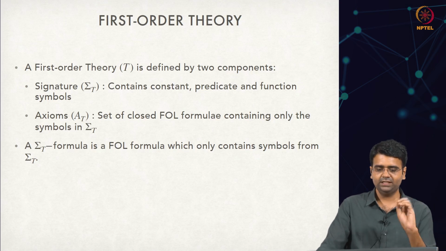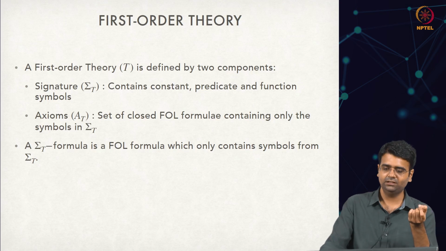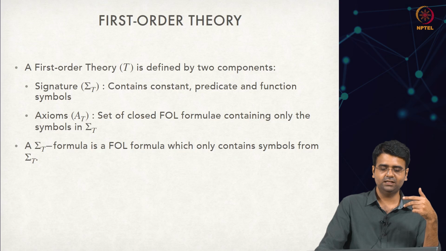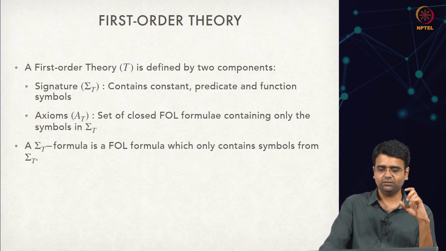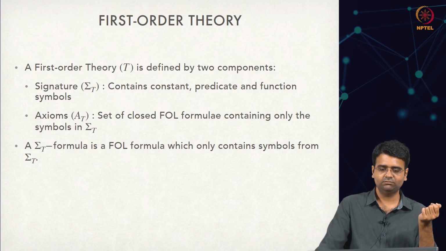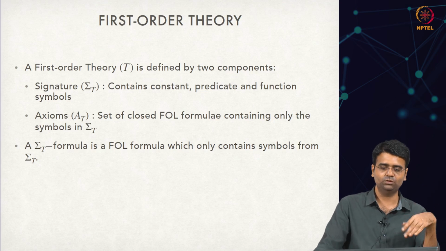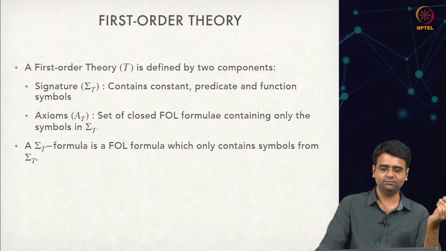Okay, so in general, what is a first order theory? So a first order theory is defined by two components. So it has a signature and it has axioms. Okay, so a signature, which we denote by this symbol sigma t, just contains all the symbols that are defined by the theory. So constant, predicate, and function symbols that will be defined by the theory.